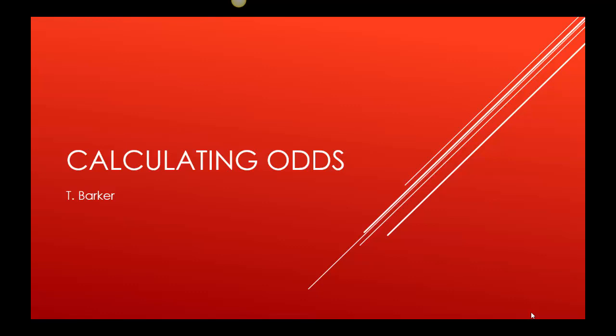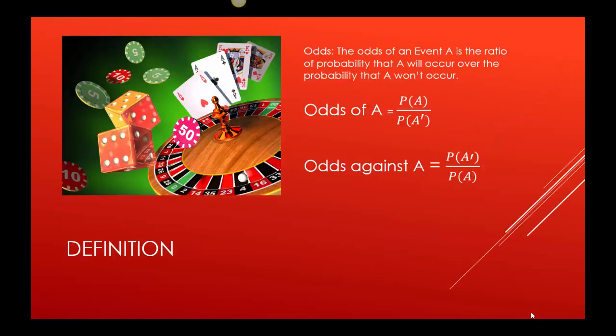Today we're going to talk about calculating odds. The odds of an event A is the ratio of the probability that A will occur over the probability that A won't occur. And you can see that I've written this a couple ways. The first way was the odds of A, so I have P of A over P of A complement, so either the event occurring or not occurring.